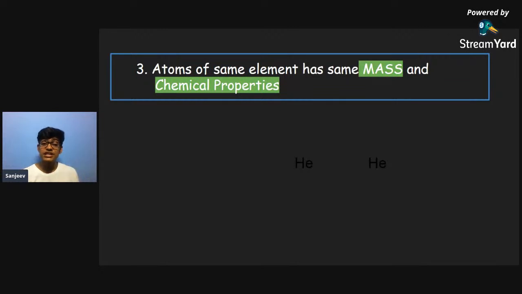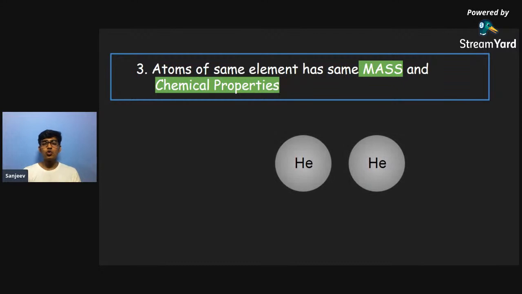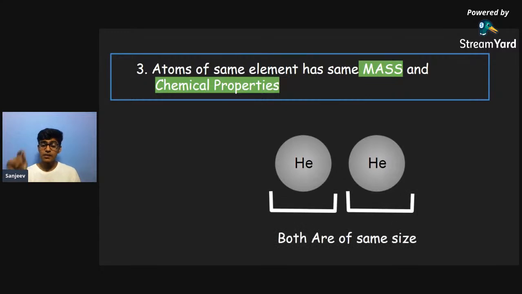The third statement which he gave was atoms of the same element have the same mass and chemical property. So suppose we have two atoms of helium, He means helium, so these are two atoms of helium. If we try to measure their size, both are of the same size. If we try to weigh them, both will be exactly of the same mass and they will have exactly the same chemical property. So what does this mean? If we have identical atoms, their mass and their chemical properties will be exactly the same.